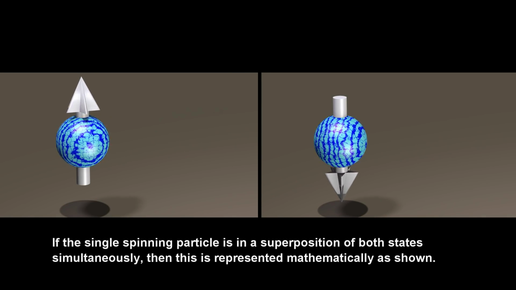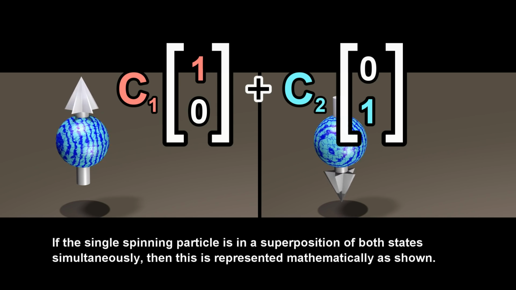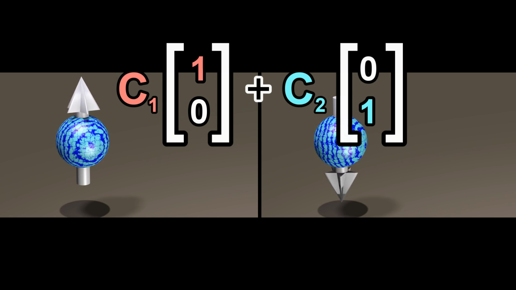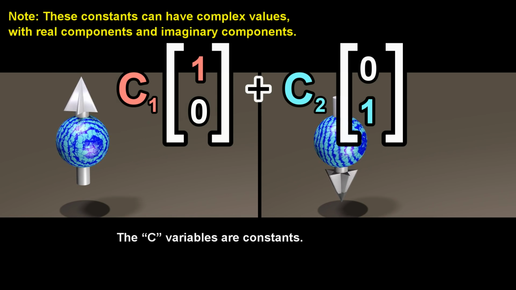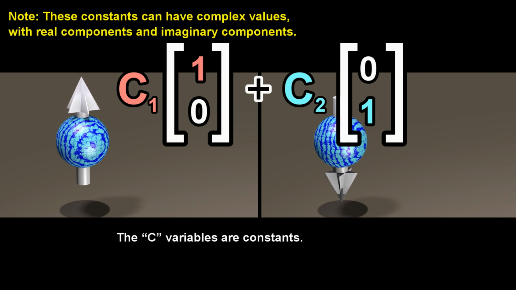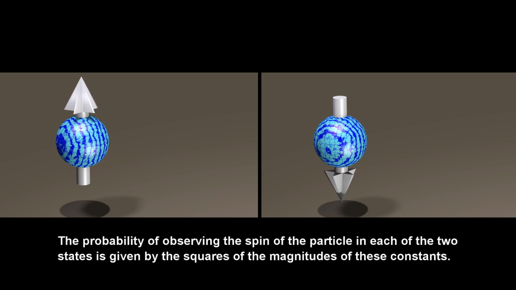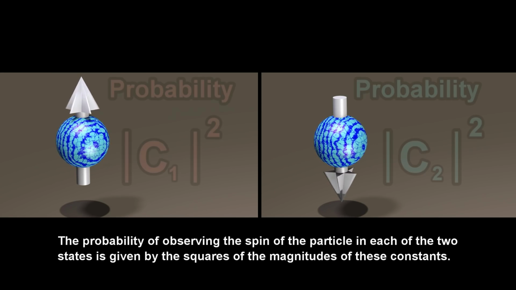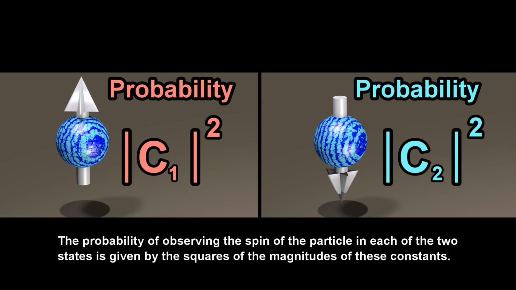If the single spinning particle is in a superposition of both states simultaneously, then this is represented mathematically as shown. The c variables are constants. The probability of observing the spin of the particle in each of the 2 states is given by the squares of the magnitudes of these constants.